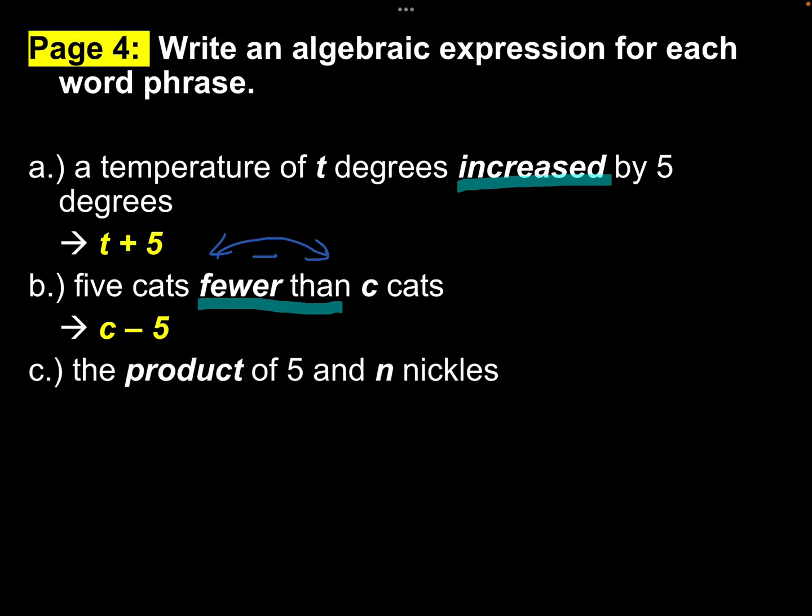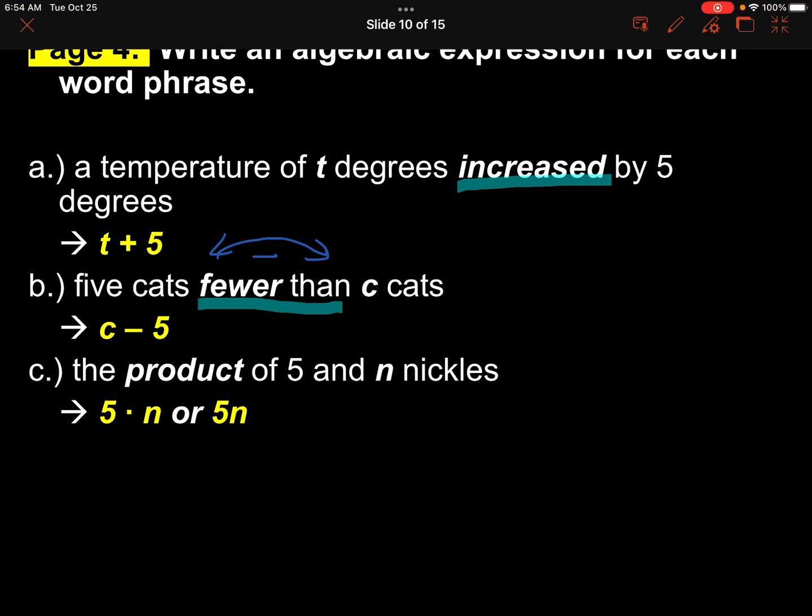The product of 5 and N nickels, I believe that's misspelled. When you hear the word product, you're thinking multiplication. The number always has to come first. We are not going to write 5 and put an X anymore. We're going to avoid that. This is the preferred way we write it. And if the number comes second in the problem, you still will write it in front because the coefficient always is in front of the variable.